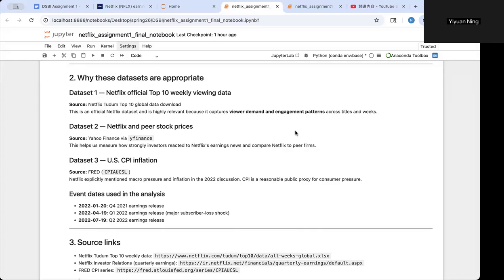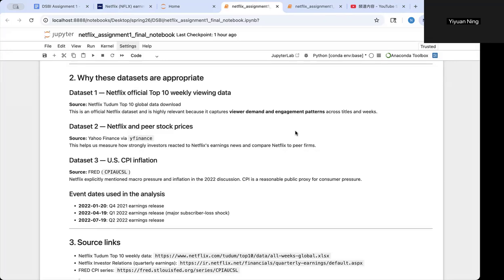Based on the article, I think Netflix faced several major challenges. First, it had subscriber loss and slower growth. Second, it faced stronger competition from other streaming platforms. Third, password sharing reduced its ability to convert users into paying subscribers. Fourth, there was macroeconomic pressure, especially inflation, which may have made customers more sensitive to subscription spending. Finally, there was a strong negative investor reaction, which suggests the market viewed the slowdown as a serious issue.